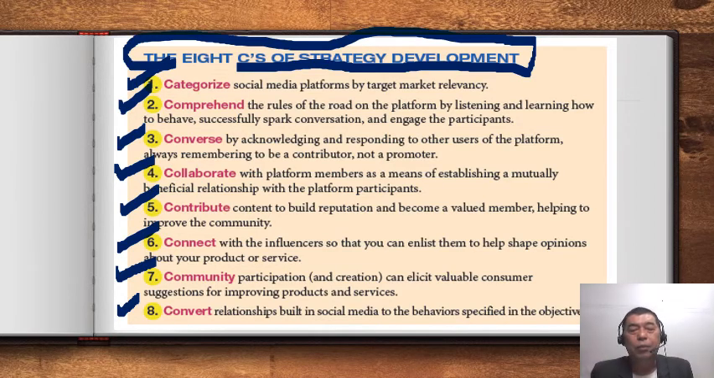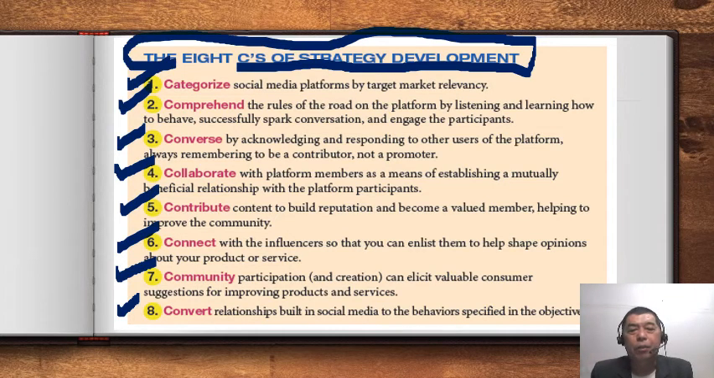When we say categorize, it means categorizing the social media platforms by target market relevancy. So you categorize the industry you are trying to target. For example, if you are in the food industry, you don't care about the telecommunication industry or the sports industry. So you focus your observations and your effort on that category, and in that category you observe what the social media platforms are.